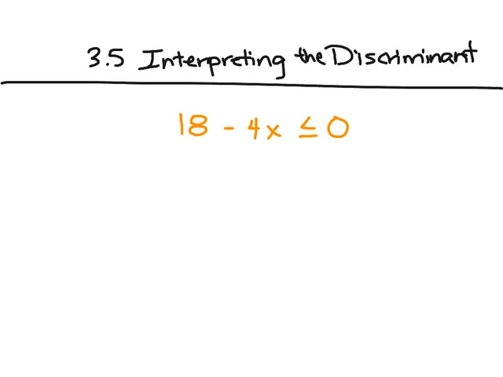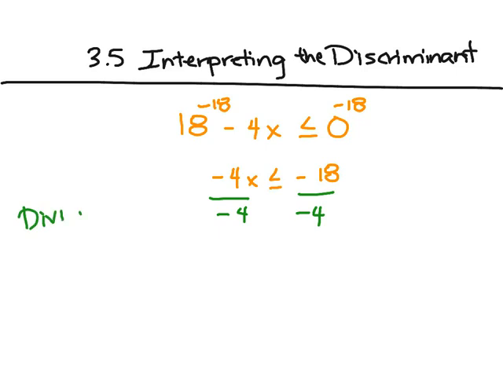So the next example says solve this linear inequality. A linear inequality means you have less than or equal, or greater than or equal signs. So what we're going to do is subtract 18 from both sides. We want to solve for x. So we have negative 4x is less than or equal to negative 18. Now we're going to divide by negative 4. And whenever you divide by a negative in an inequality, you have to switch the signs.